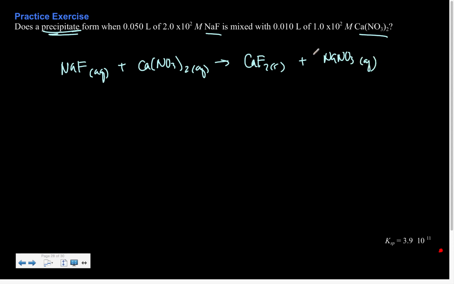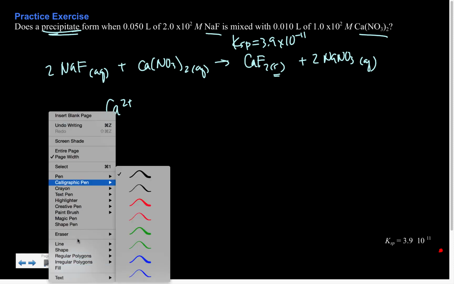So how would I know if this was solid or aqueous? Based on our solubility rules: Group 1s and nitrates are always soluble. Halide ions are soluble, except for the fluorides. So this would be our solid, which means what do we need to know? The Ksp value of this. The Ksp value of this happens to be 3.9 times 10 to the negative 11. Now, we could go ahead and get a relevant equation.